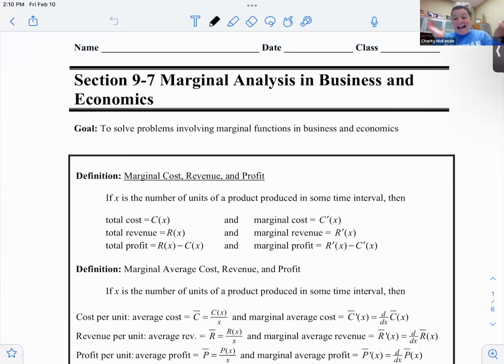All right, for our last section of this chapter, 9.7, we're doing marginal analysis in business and economics. This is the idea you should have seen in economics. If you haven't taken it yet, then you'll probably see it later. But we're going to do it with derivatives, so that makes it a little different, obviously.